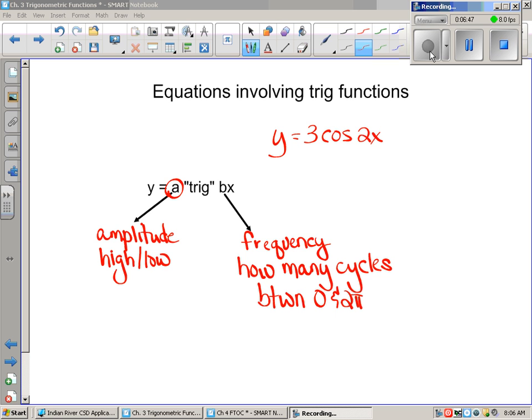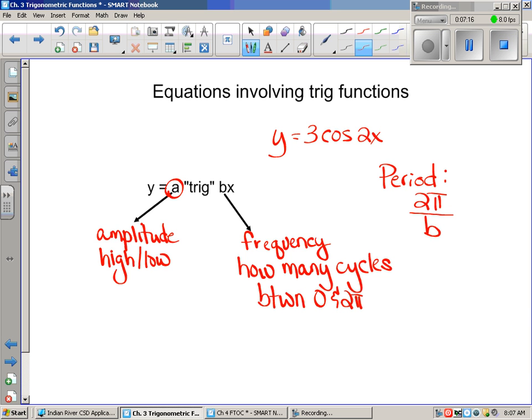Now, probably the most important piece of this is, how do you figure out how long it takes for it to complete one cycle? That is called the period of the function. And the period of the function is found by taking the typical length of the interval, which is 0 to 2 pi, and dividing it by the frequency. And that's what B is, right? So that's where we're getting that number from.